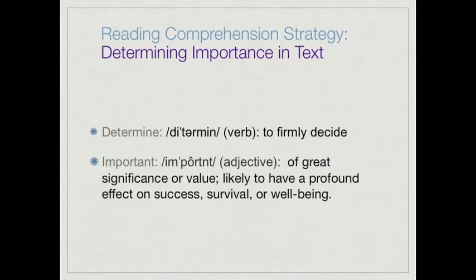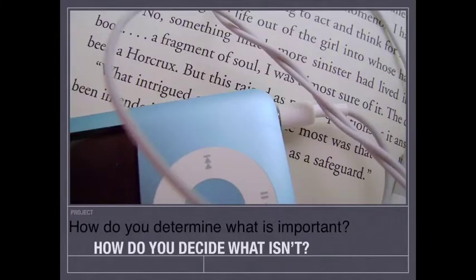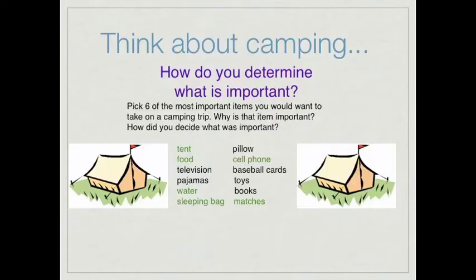Determining importance in text. To determine is a verb. It means to firmly decide. Something that is important is an adjective of great significance or value, likely to have a profound effect. How do you determine what is important when you're reading text? How do you decide what isn't?